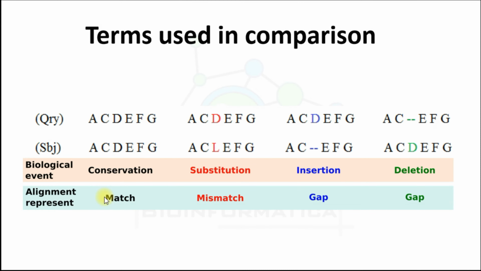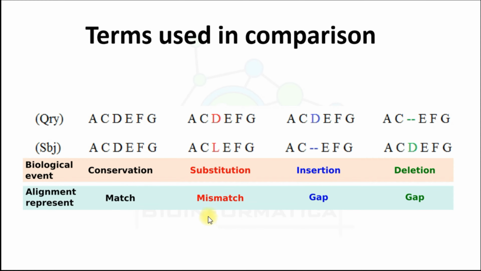Let's start with the terms used while comparing the sequences. First term is match. If both sequences show the same nucleotides or amino acids as a biological event, it would be termed as conserved sequences.